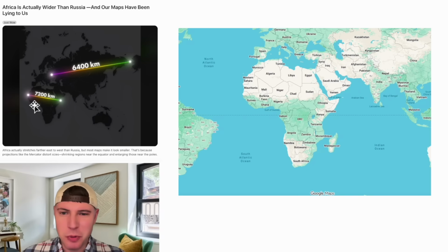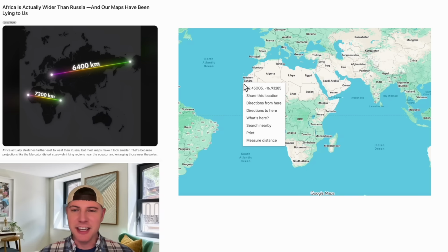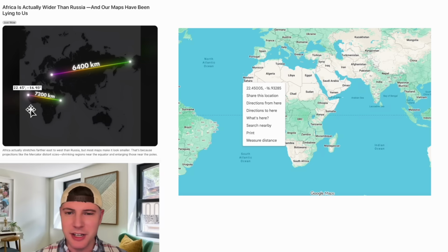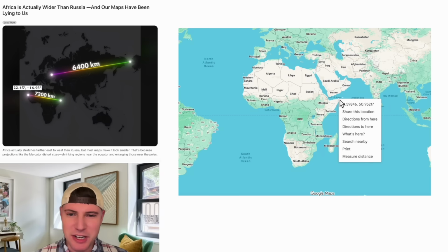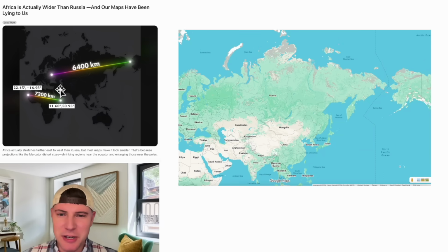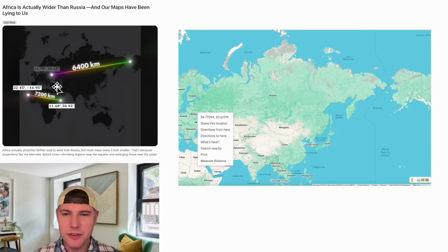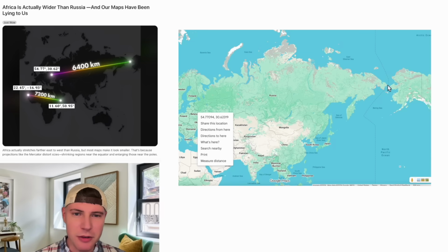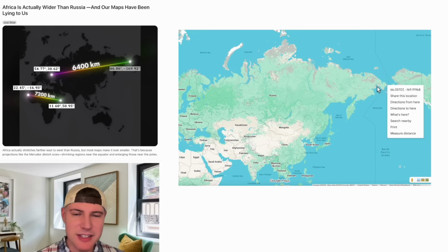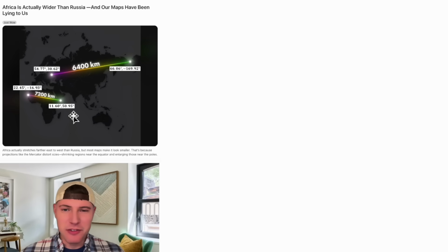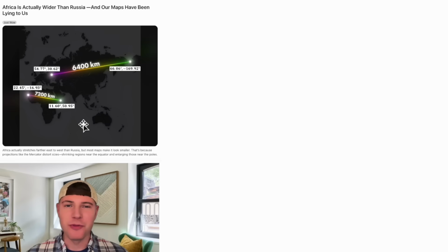So let's go to this point right here. And if I click here, I can get the GPS coordinates. It'll be 22, negative 16.9. And then I can go over here and get these GPS coordinates. It'll be 11.6 and about 50.9. Let's go up here and get these GPS coordinates, 54.77 and 30.62. And let's go way over here. And these will be 66.06 and negative 169.92. So now we have GPS coordinates of each of these 4 points.